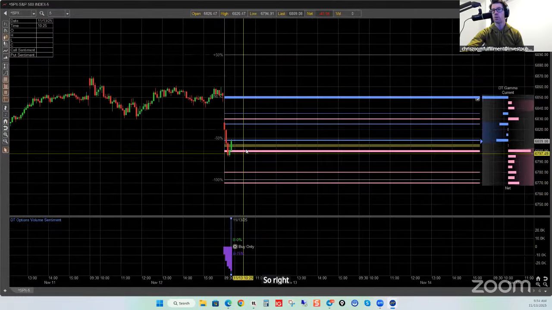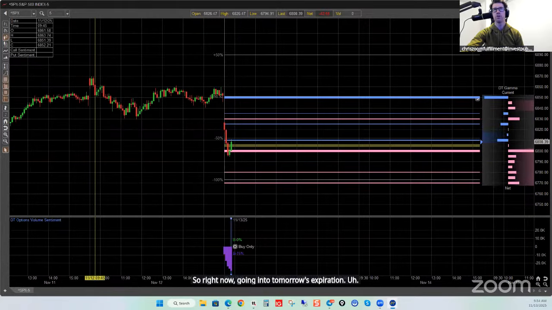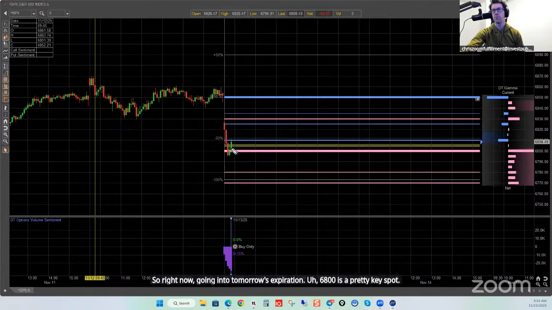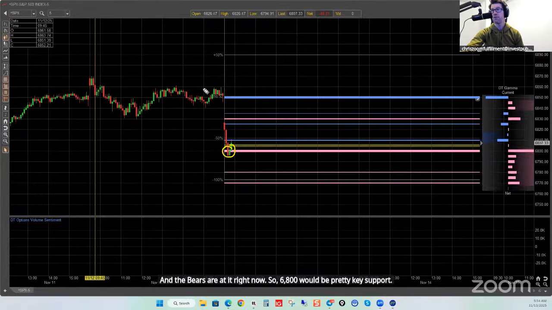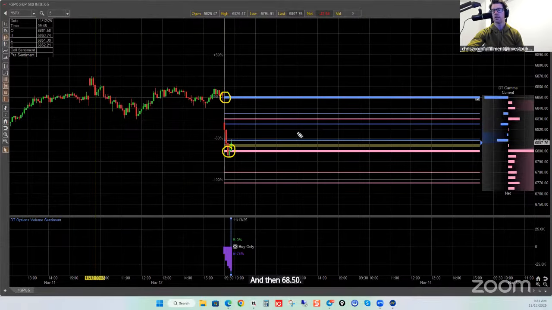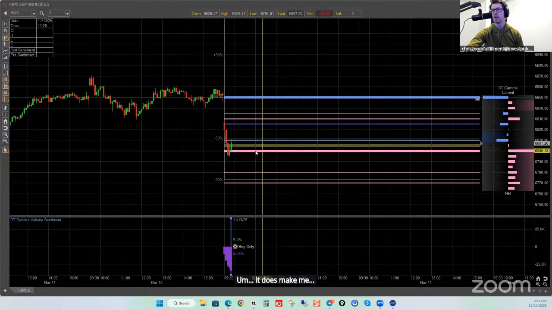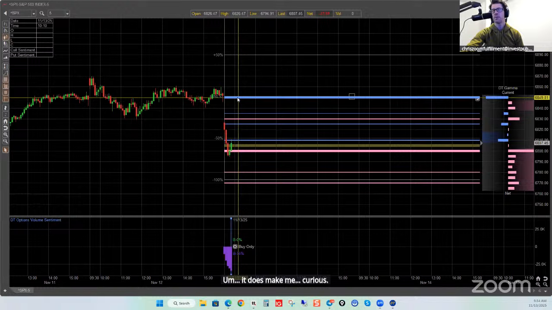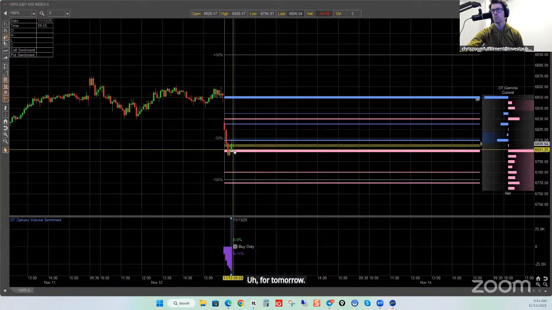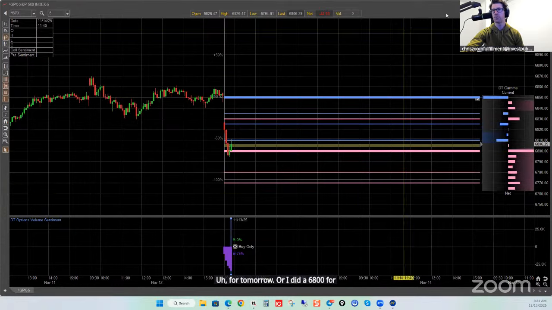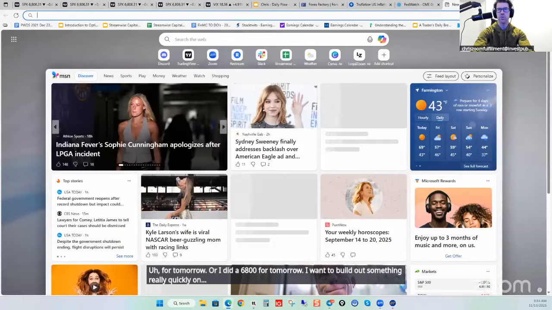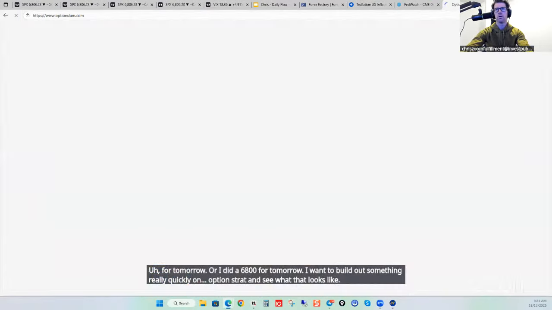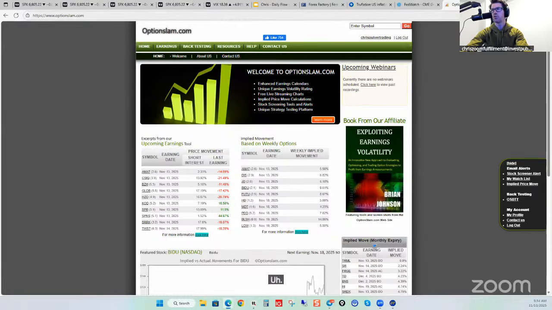So right now, going into tomorrow's expiration, 6,800 is a pretty key spot, and the bears are at it right now. So 6,800 would be pretty key support, and then 6,850 looks like price could get there. It does make me curious. This is a total guess, but if I did a 6,850 for tomorrow, or a 6,800 for tomorrow, I want to build out something really quickly on Option Strat and see what that looks like. Not Option Slam, that's earnings. I'll come back to that later.